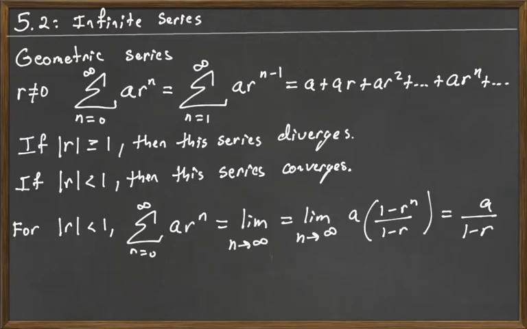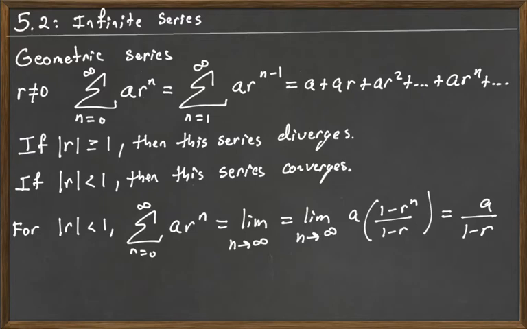Alright, this is the second video in the infinite series of videos. We're going to be looking at geometric series. If your common ratio is not 0, then the sum from n equals 0 to infinity of ar to the n is equivalent to the sum from n equals 1 to infinity of ar to the n minus 1, which looks like a plus ar plus ar squared plus ar cubed plus dot dot dot plus ar to the n. It keeps going.